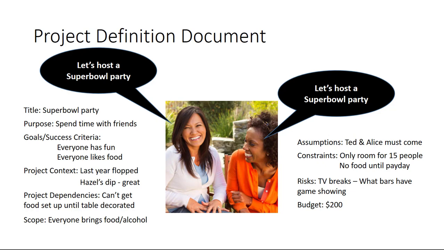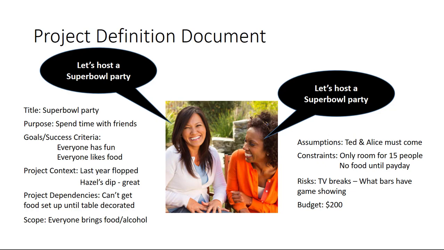Constraints, things that you will need to take into consideration. You only have room for 15 people in your living room. So if someone wants to bring a guest, it's going to be a little crowded. Risks. What if the TV breaks? Well, maybe you need to make sure that you know what local bars are going to be hosting Super Bowl parties. And then what is your budget?